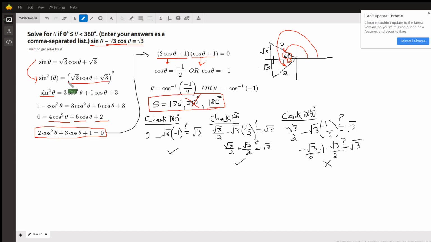But we realize that squaring both sides of this equation might have introduced extraneous solutions, so we have to check every answer. So if I check 180, I do get a true statement. If I check 120, I do get a true statement. But if I check 240, the sine of 240 is negative radical 3/2. Sine is negative in the third quadrant. And so I don't really get radical 3, I get 0. So we have to reject the 240. And there's your answers, 120 and 180.